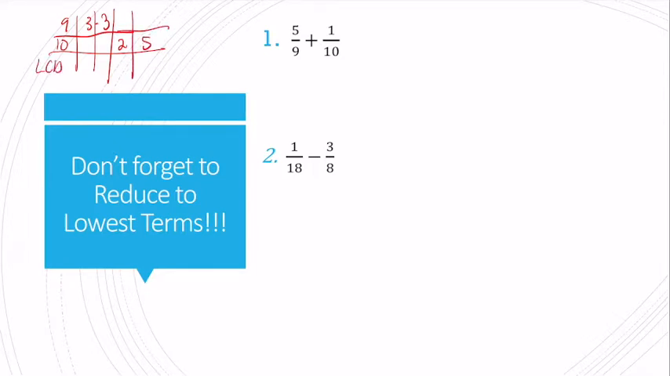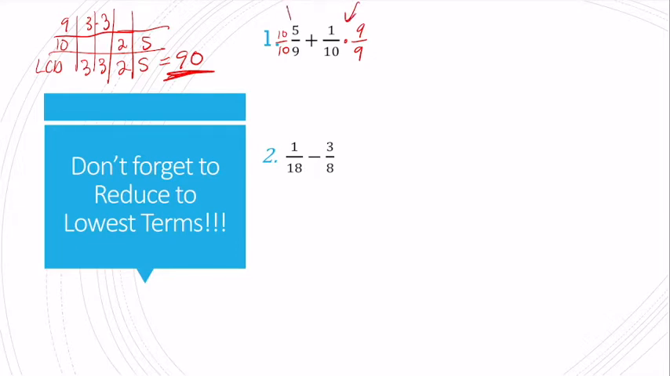When you don't have any factors in common, you're going to have to multiply them all together, and that would give us 90. So I'm going to take 5 over 9 and multiply it by 10 over 10 because I need that denominator to be 90. And then I'm going to take 1/10 and multiply it by 9 over 9. Again, we're harnessing the power of 1 because any number multiplied by 1 is itself.